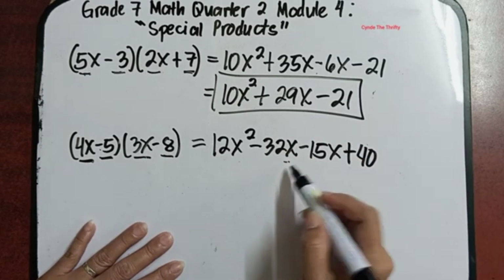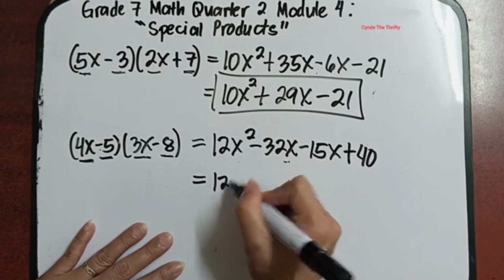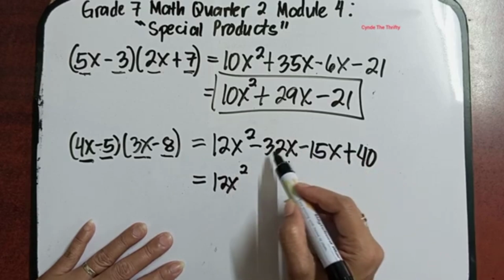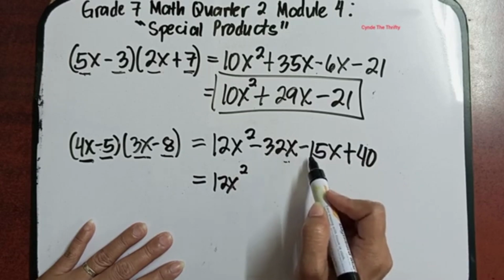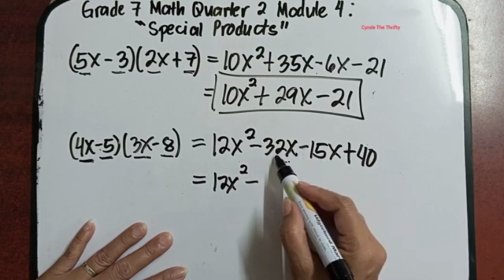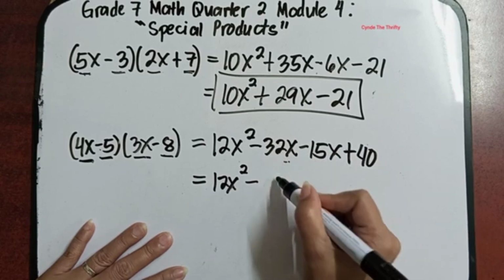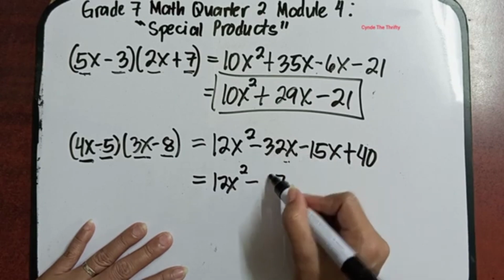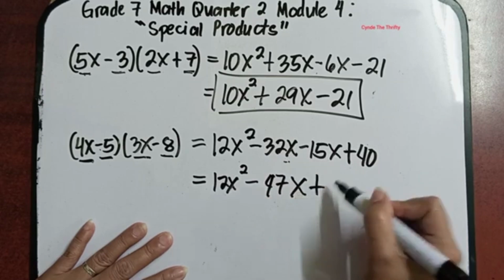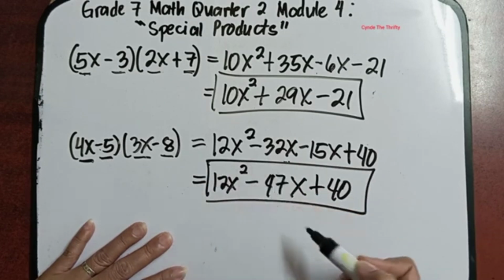Ngayon, ang gagawin natin is pagsamahin natin ang mga like terms. So, 12x squared, wala siyang kasama. Negative and negative, pareho ang sign. Ibig sabihin, i-add natin at kopyahin natin ang common sign. Ang common sign is negative. So, i-add natin si 32 at si 15. 32 plus 15, 2 plus 5 equals 7. 3 plus 1 equals 4, and then kopyahin natin si x. So, negative 47x plus 40. Okay, so ito na yung sagot natin gamit ang ating FOIL method.